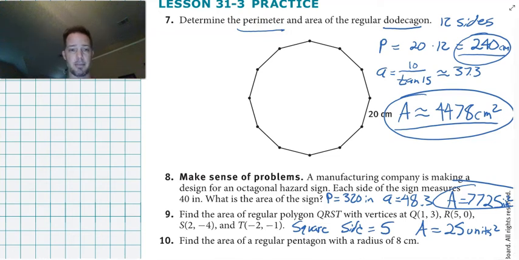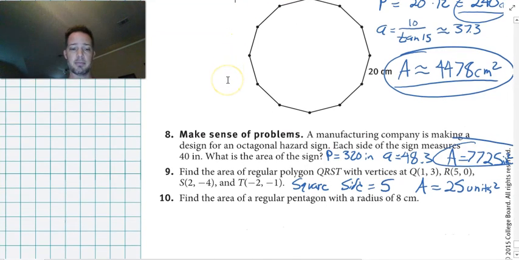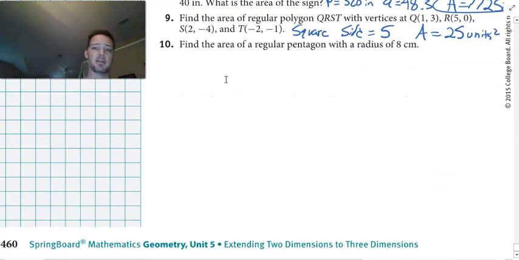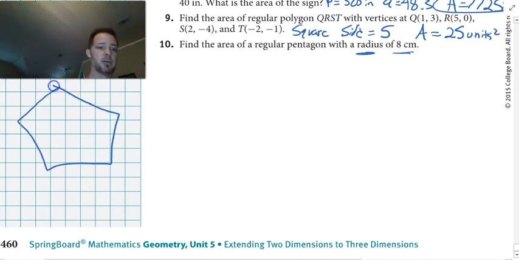Let's look at number 10 now. I mentioned I was going to go ahead and go over that one. So find the area of a regular pentagon with a radius of 8. This one is the radius, not the side length, which is why I did want to go over this one. So let's say we have a regular pentagon. Doesn't have to be perfect. With a radius of 8. Not a side length of 8, a radius.